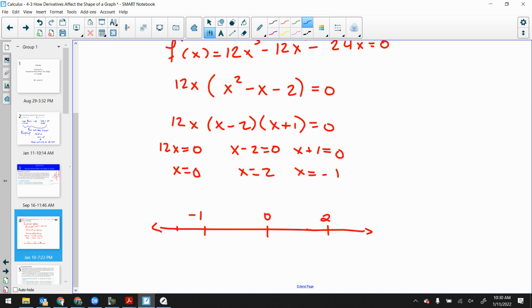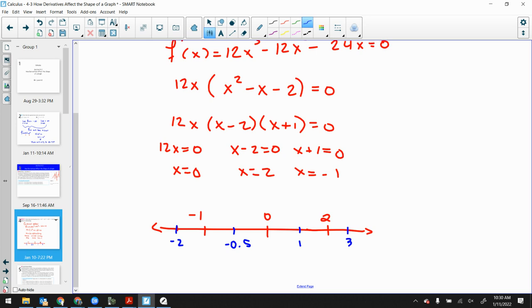Please, can I have blue? Thank you. There we go. Let's pick negative 2. That's a good point to the left of negative 1 to figure out what's going on. Let's pick negative 0.5 in between negative 1 and 0. Between 0 and 2, let's pick 1. And then beyond 2, let's pick 3.